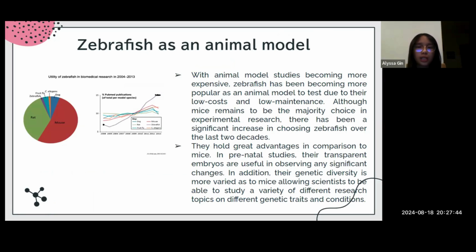For example, in prenatal studies, their transparent embryos are extremely useful in observing any significant changes. In addition, their genetic diversity is more varied as compared to mice, allowing scientists to study a variety of different research topics on different genetic traits and conditions.